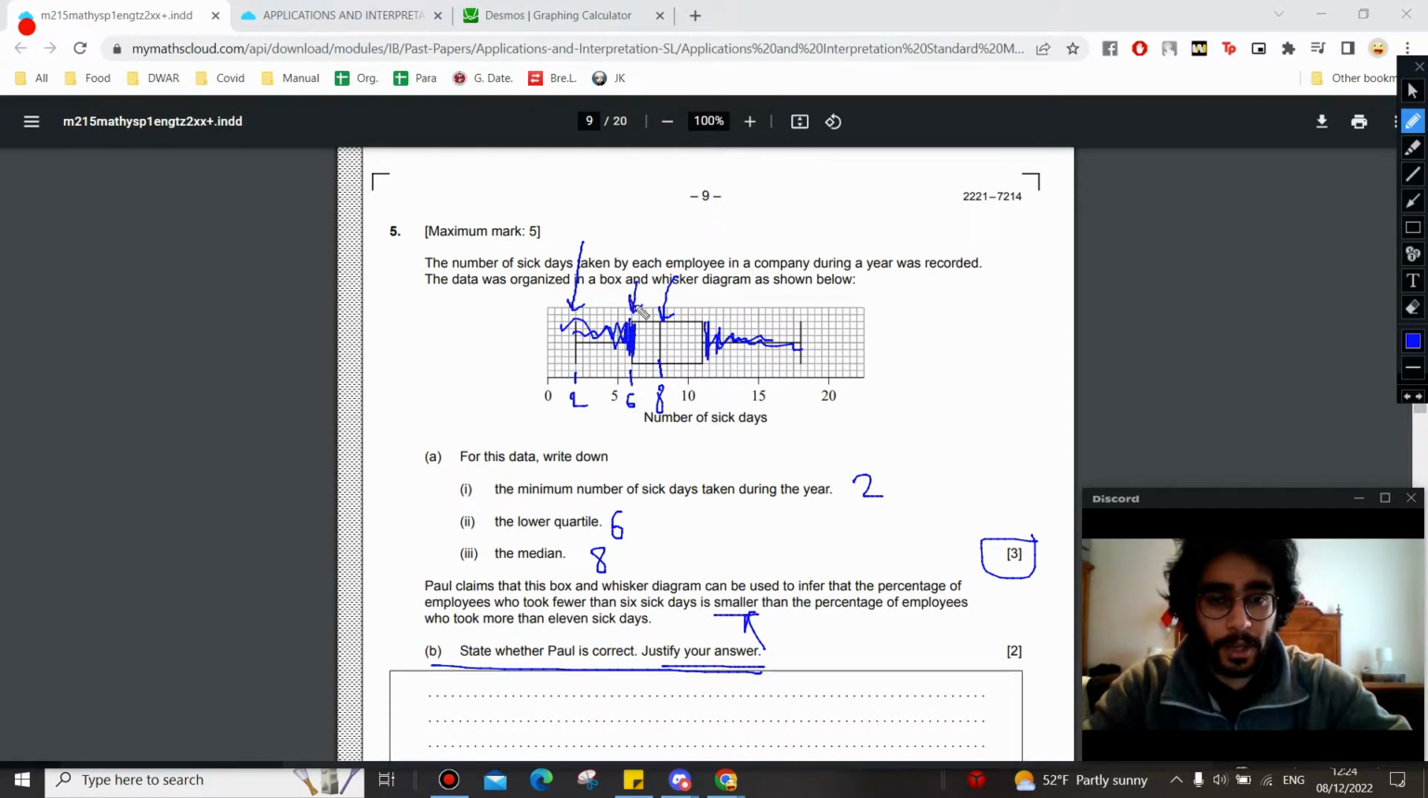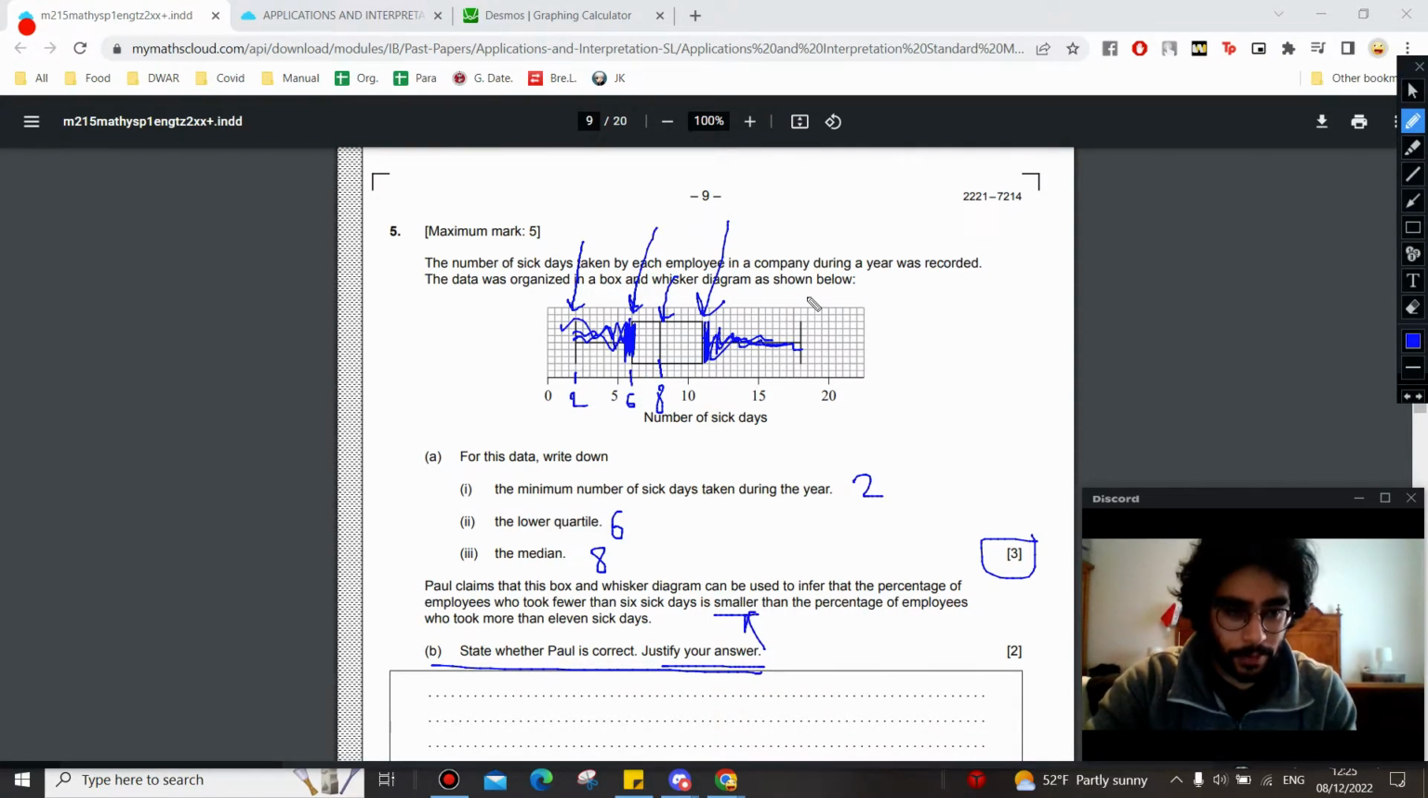Because this first line here is your lower quartile, and this line here, where the whisker ends, is your upper quartile. To the left of the lower quartile and to the right of the upper quartile, they both represent 25% of the whole population. Lower quartile is 25%, upper quartile is 75%. Since we are looking at the people up to the lower quartile, we have 25%.